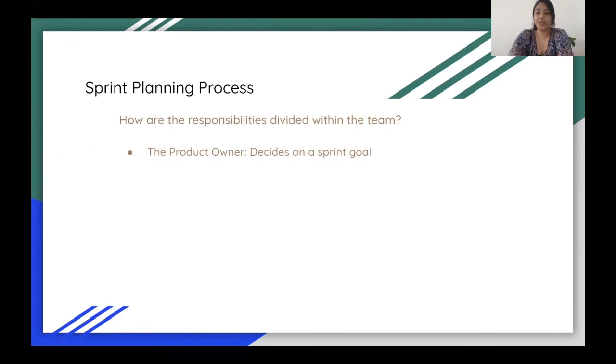So how are the processes divided in the sprint planning? The product owner decides what the sprint goal is. This is something I mentioned. In the sprint planning process, he just decides which part of the product backlog needs to be achieved within the next 2 weeks. But he does not decide how much of the work. That lies with the dev team. The dev team decides how much work they can take for those 2 weeks to achieve that sprint goal.